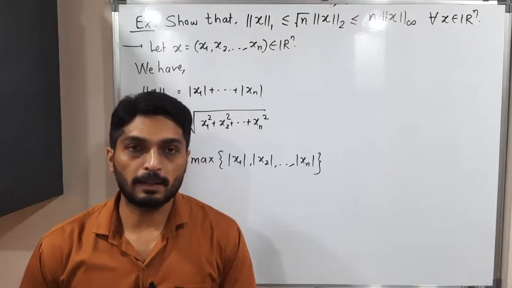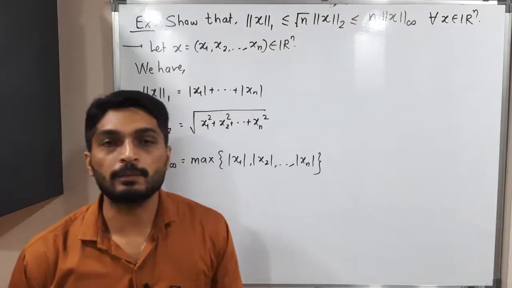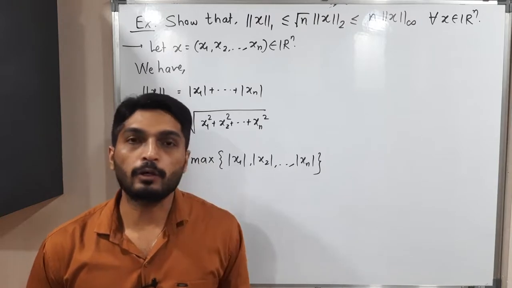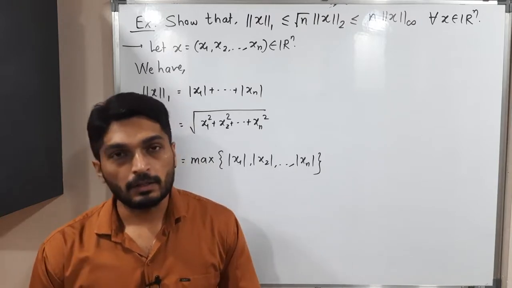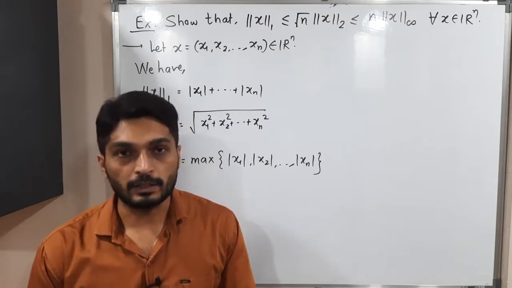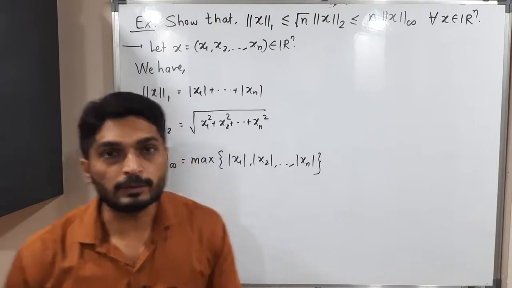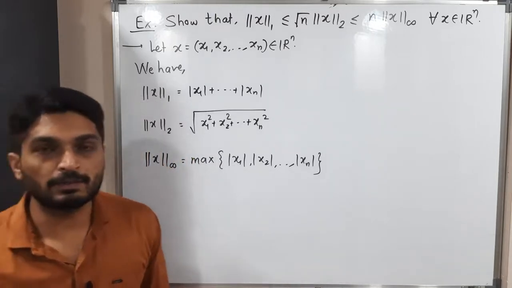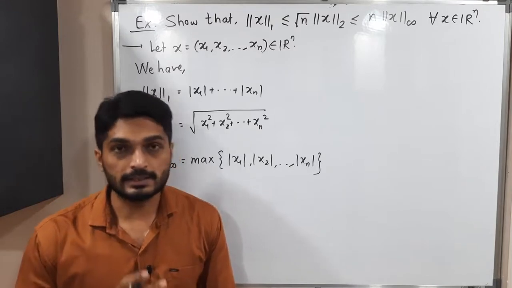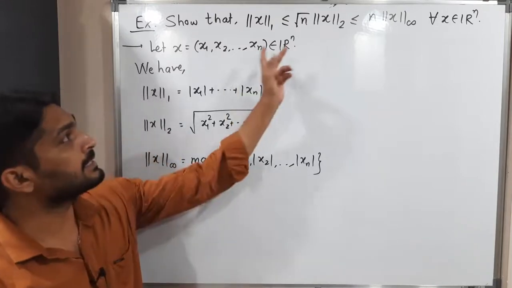Let us discuss this example. In this example, we have to prove this inequality. Three norms are defined on elements of Rn: norm 1, norm 2 and norm infinity. We are already familiar with the definition of all these three norms, since in previous videos we have seen this definition. So we have to prove these inequalities.